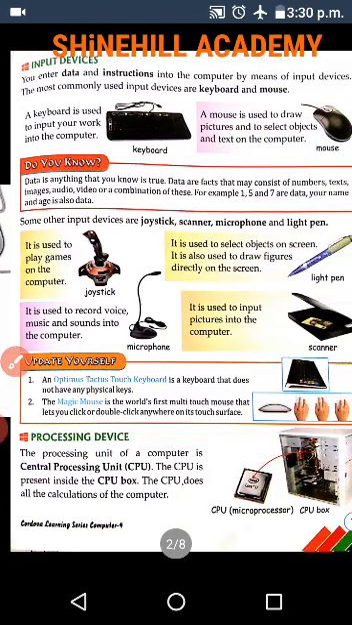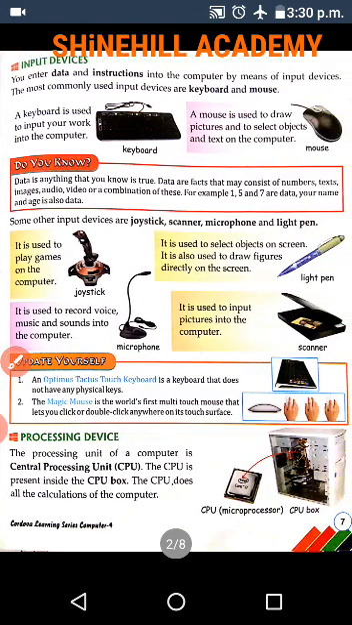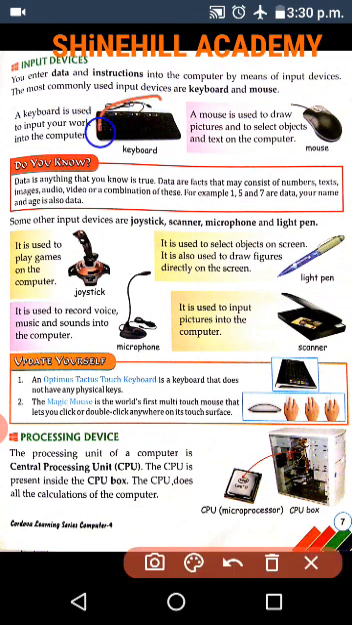Okay, first, input devices. You enter data and instructions into the computer by means of input devices. The most commonly used input devices are keyboard and mouse. Okay, first one, keyboard. A keyboard is used to input your work into the computer. A mouse is used to draw pictures and select the object and text on the computer.